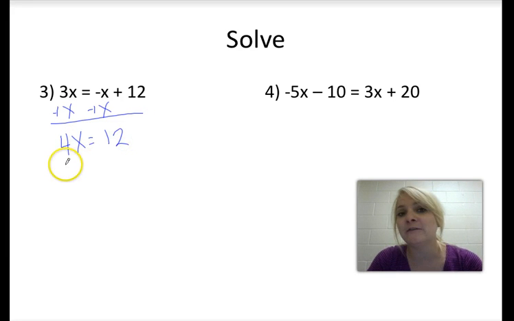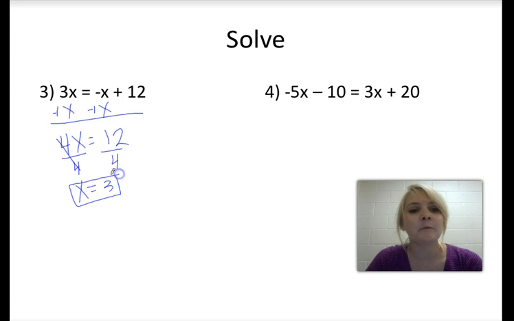And then once again, I use my division property of equality. Since I'm dividing both sides by 4, so x equals 3. And once again, since I had 4 times x, I use the inverse operation of multiplication, which is division. All right, 4, we have negative 5x minus 10 equals 3x plus 20.